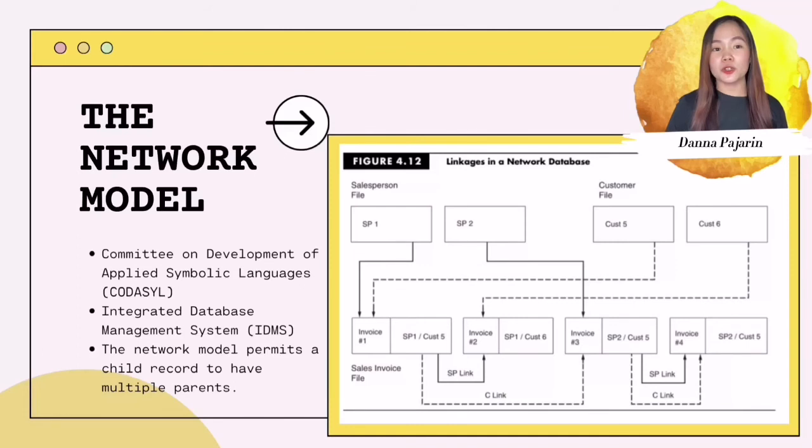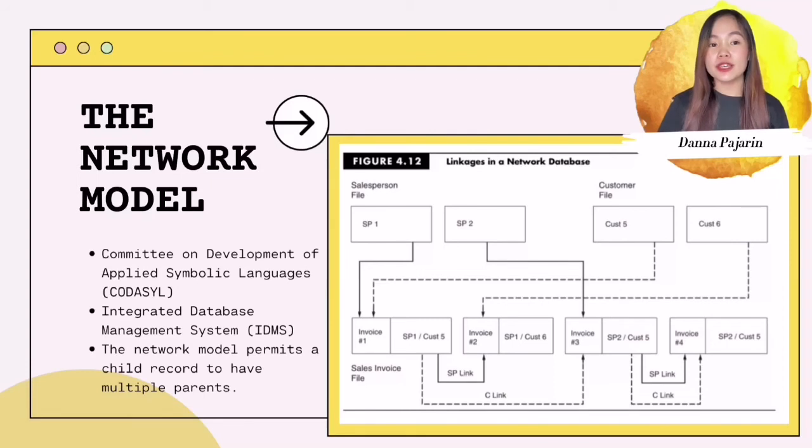The distinction of the network model from the hierarchical model is that it permits a child record to have multiple parents. For example, let us refer to figure 4.12. Invoice number 1 is the child of salesperson number 1 and customer number 5. Pointer fields in both parent records explicitly define the path to the invoice record. This invoice record has two links to related records.